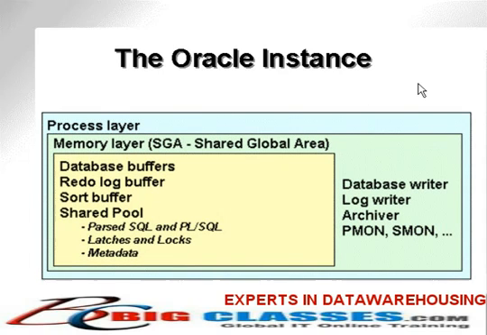The Oracle instance. The Oracle instance is a term used to describe the part of an Oracle database which exists in memory when an Oracle database is running, namely the memory layer, the shared global area, and the process layer. In other words, the Oracle instance is made up of all the memory buffers plus the processes. This is what causes the Oracle database to actually run.